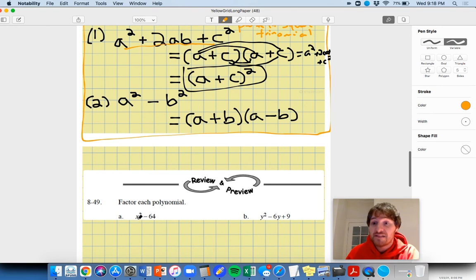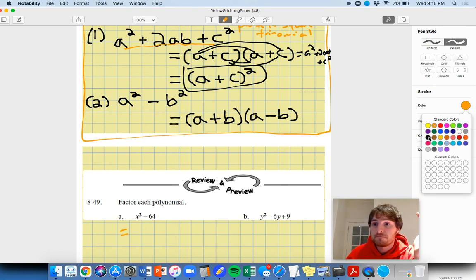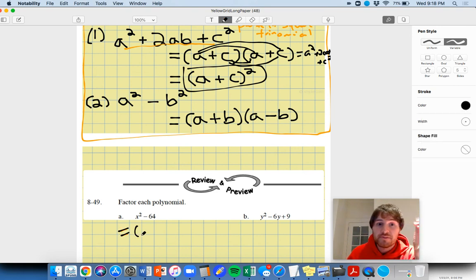What's my a? My a is x, right? The square root of this is a squared, so the square root of this would be x. And the square root of 64 is 8 or negative 8. So this factors really quickly. This is going to be x, the square root of that, and then the square root of 64. Negative 64 doesn't have a square root, but 64 has a square root. It's either positive 8 or negative 8. Okay, it's negative 8. And we're done right there.